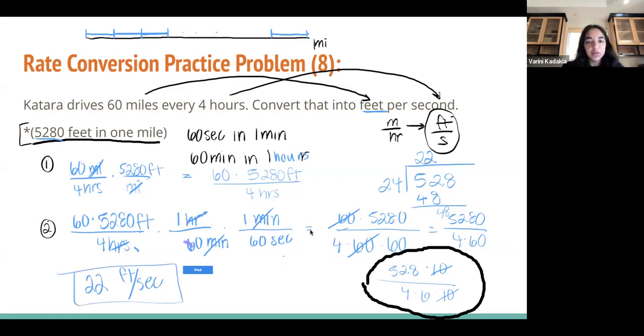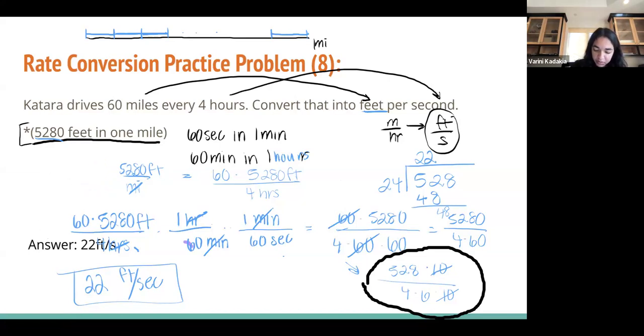Let me just double check. Yeah. Okay. So you're confused about this part? Can I erase part of the screen to go over this? Okay. So I'm just gonna erase this part.